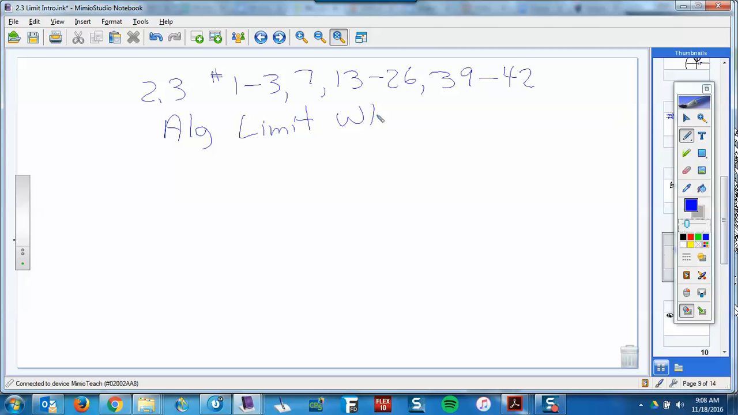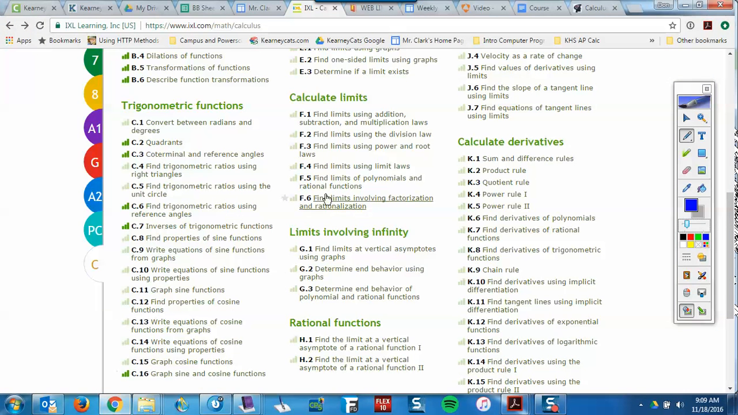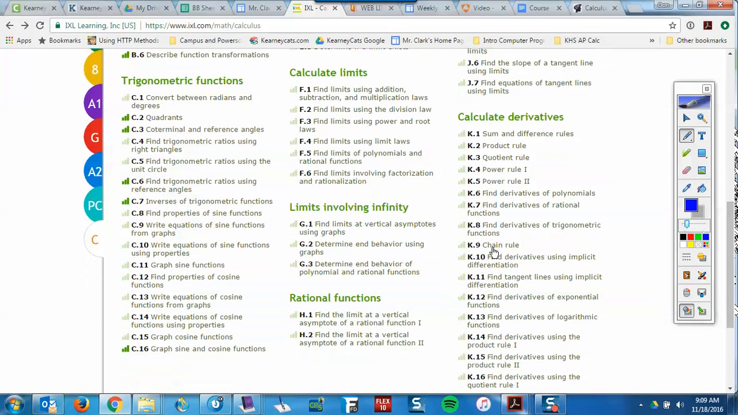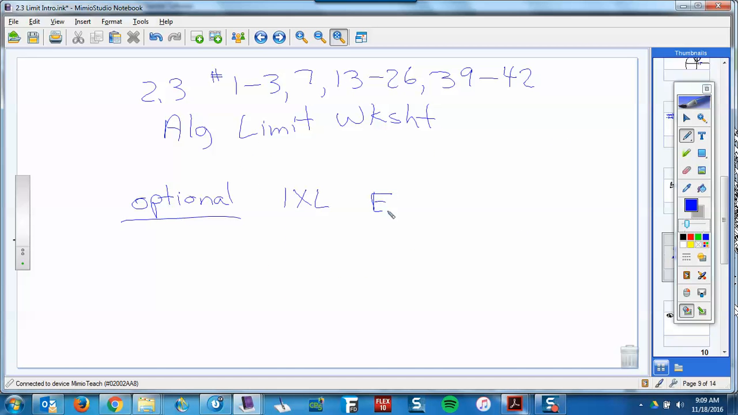I'm going to give you this worksheet that's got what I call algebra limits, because you're just going to do what we saw there at the end. And I'm going to be putting up some optional IXLs here. This is, of course, under calculus from time to time over the next couple days. So I guess E1, F5, and F6.